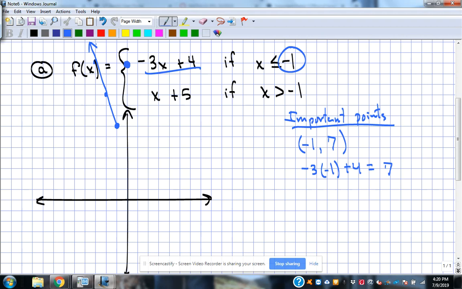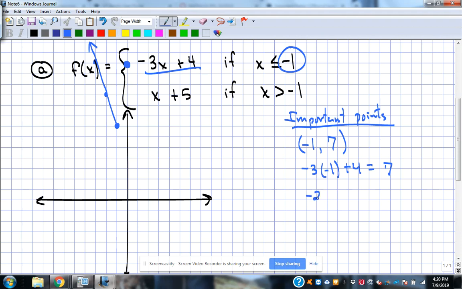It's a straight line because it's in slope-intercept form, y equals mx plus b, negative 3x plus 4. But it doesn't get to the plus 4, because that would be where x is 0, and that stops before it gets there. Another way to get those points out here to the left would be to just pick x values that are less than negative 1.